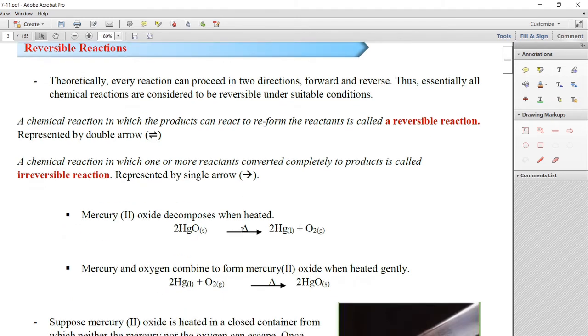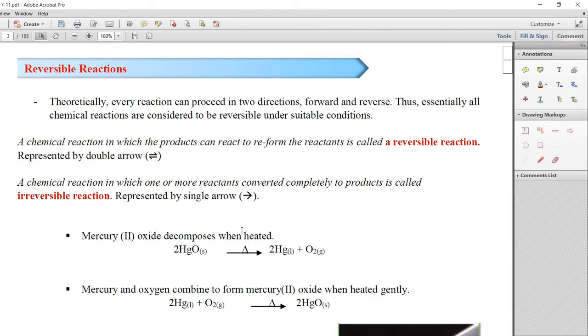Now, for a chemical reaction to be at equilibrium, the reaction must be reversible. So theoretically, every reaction can proceed in both directions, forward and reverse. So essentially, all chemical reactions are considered to be reversible, but they must be under suitable conditions. For example, under suitable temperature, concentration, or anything that can affect the equilibrium state. So reversible reactions can be indicated by this double arrow, like the one here. Generally, that's what we are going to use. But for irreversible reactions, which cannot be reversed, only a single arrow, one direction arrow, is used.